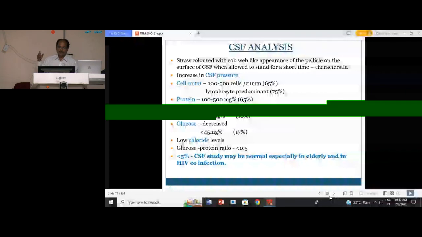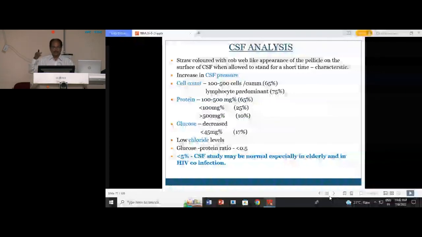So CSF analysis: normal CSF cell count is 0 to 5; in TBM the cell count is 100 to 500, lymphocytes usually 75%. Protein, normal 15 to 45, may range from 50 to 100, 100 to 200, 200 to 500, usually 100 to 500. Glucose is decreased, usually less than 45 milligrams; in bacterial meningitis, less than 20, less than 10. Low chloride levels because of recurrent vomiting. The paired CSF to blood glucose ratio is 0.5.